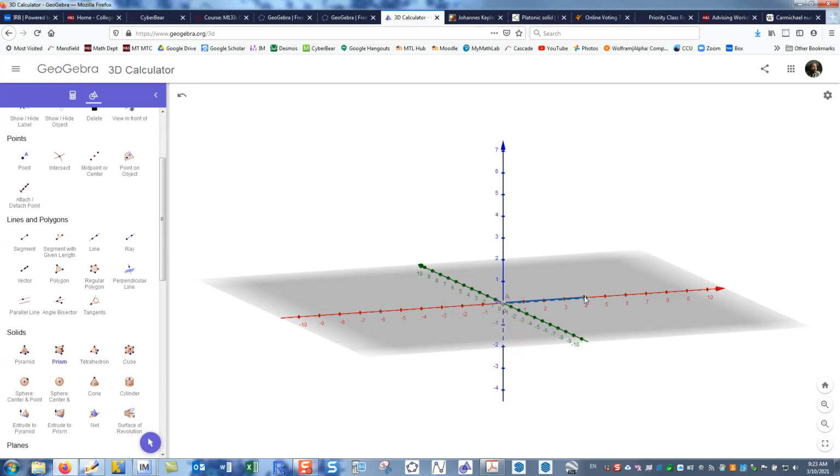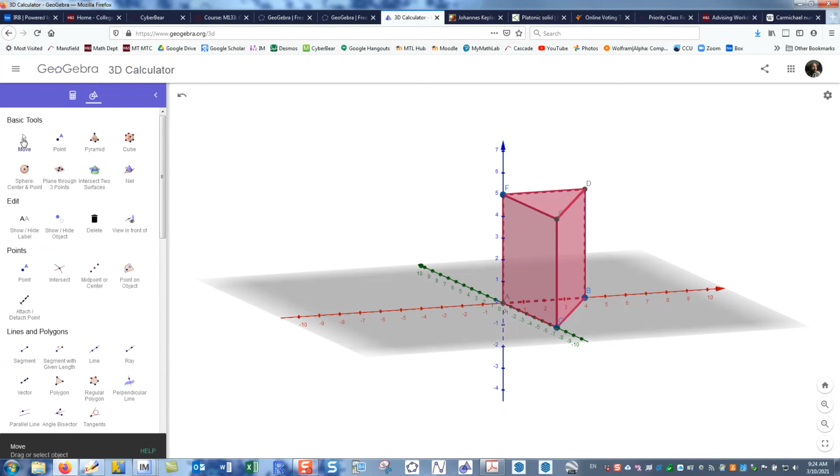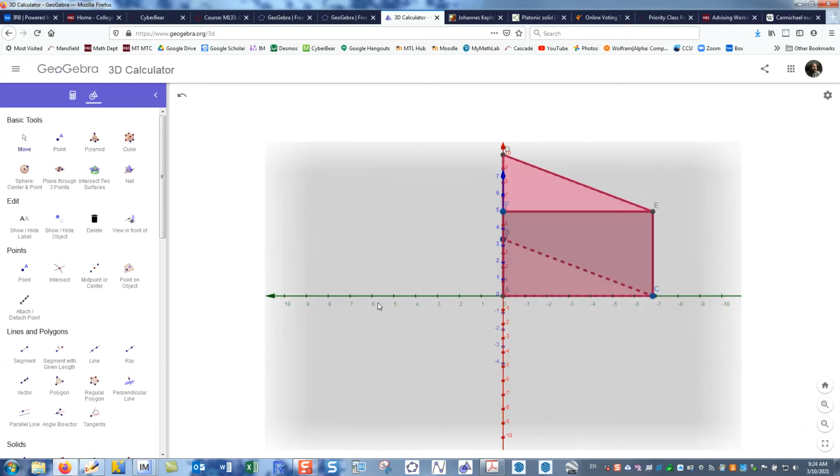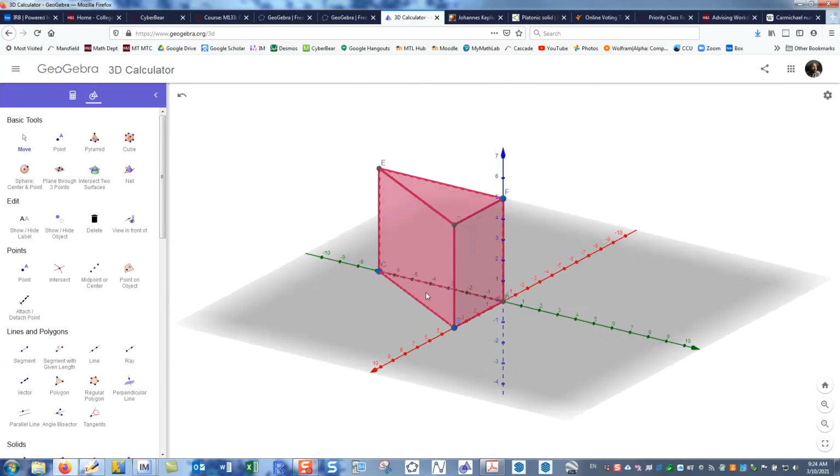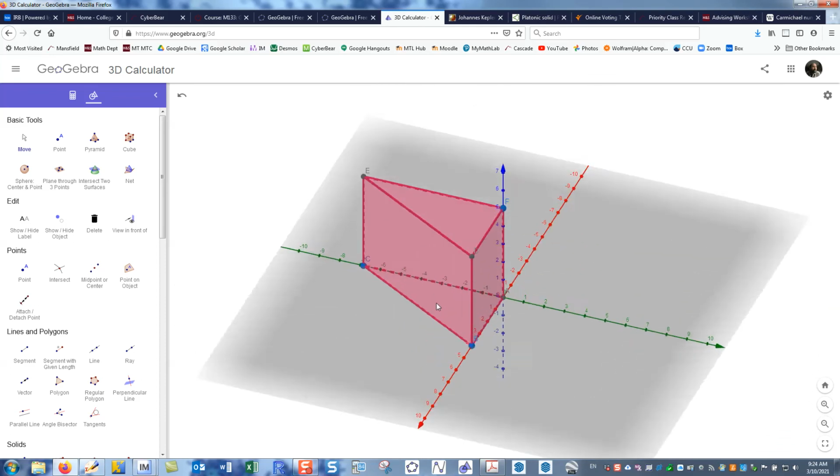So I'll put a point at the origin, I'll drag it out to this point here, I'll drag it over here, and then back to the origin. So I have a polygonal base. And then if I drag it up the y-axis, I get that. And of course what we see here now is an example of a prism. I'll go back to the move tool, and then you can drag this and play around with it to see what it looks like from different angles.